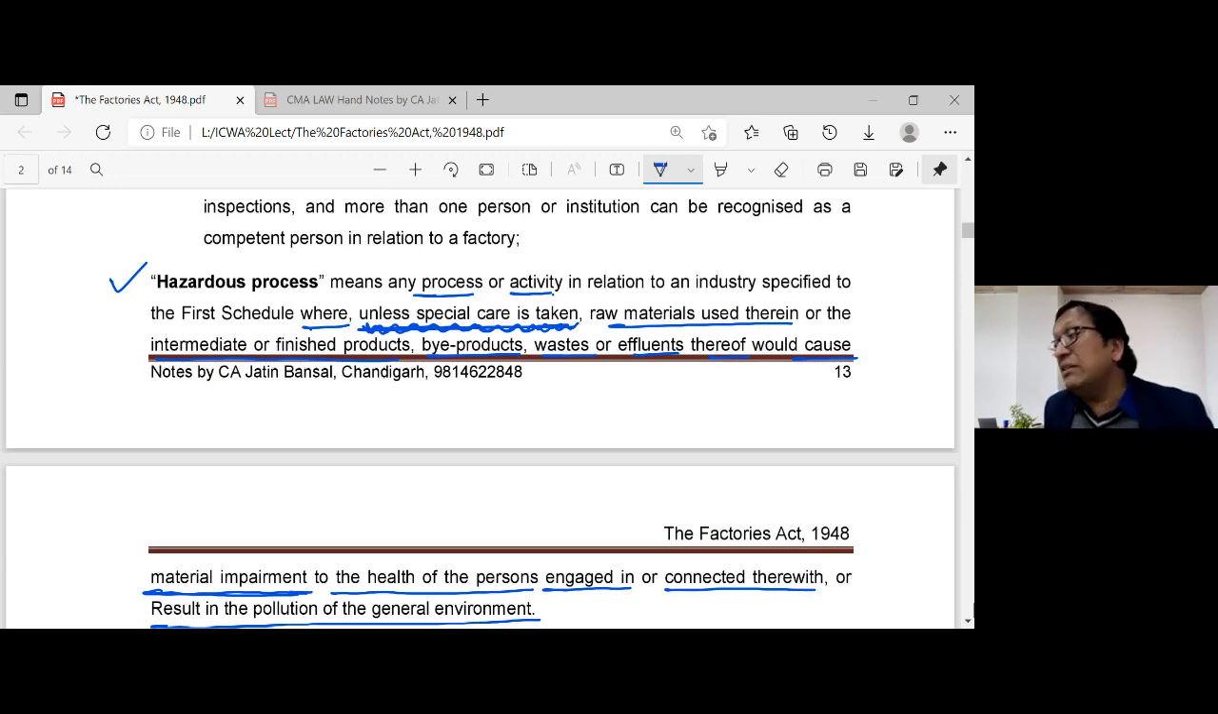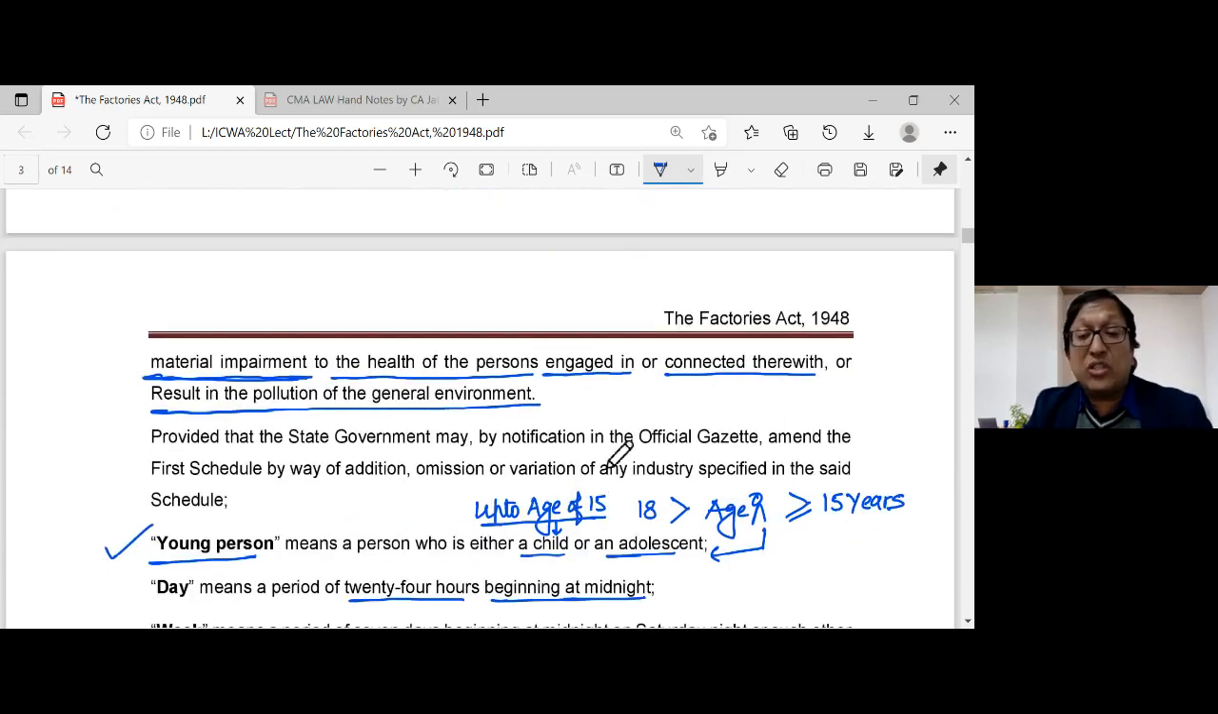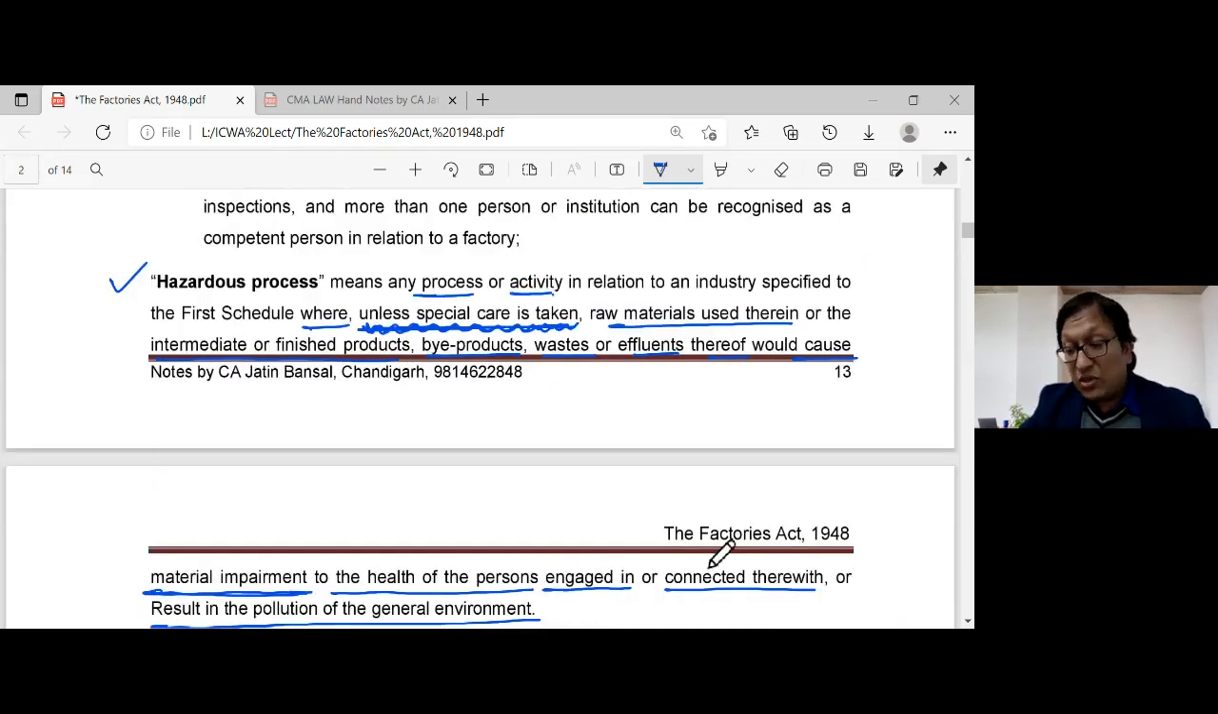raw material, intermediate goods, finished goods, byproducts, waste and effluents are arising there. Something is coming out from there, there are some effluents and some products being used, such that if you did not use proper safety conditions and exercise special care, then some event may happen which may cause loss of life, loss of health to the workers, or which may result in pollution of the general environment. So that's why it is called a hazardous process.